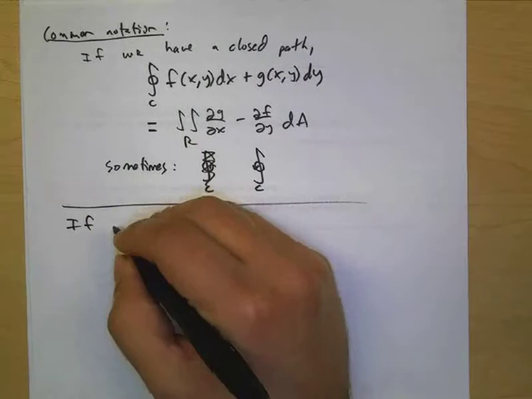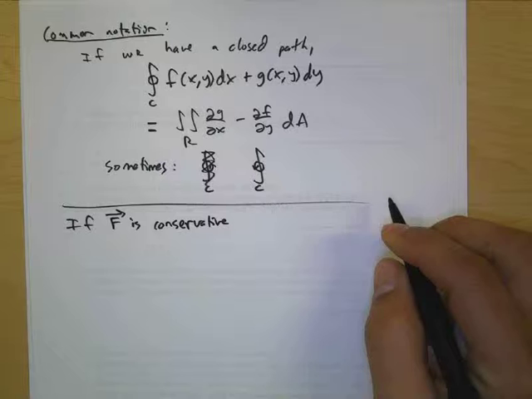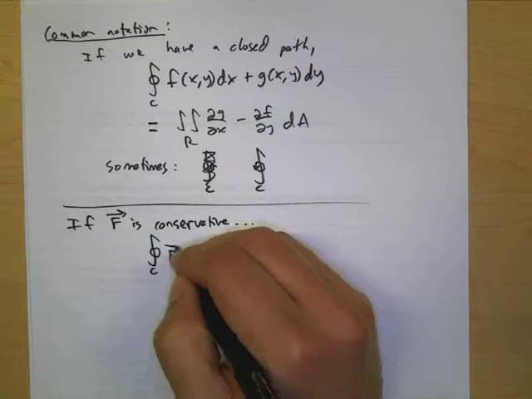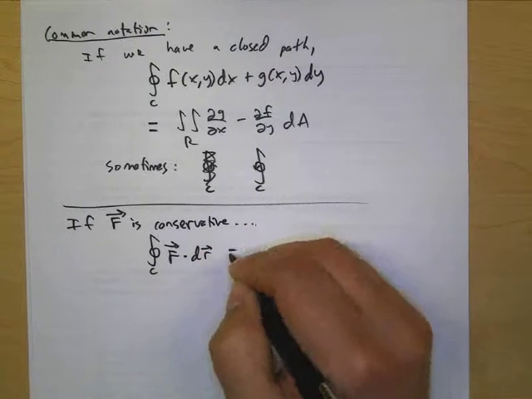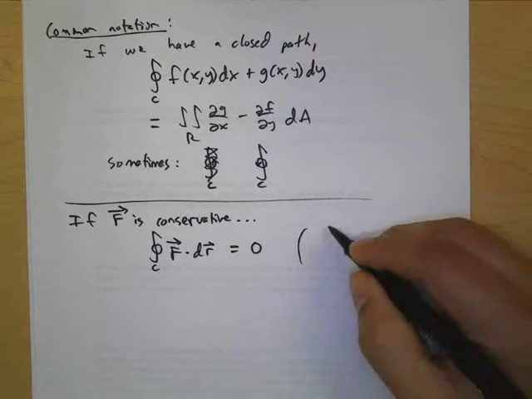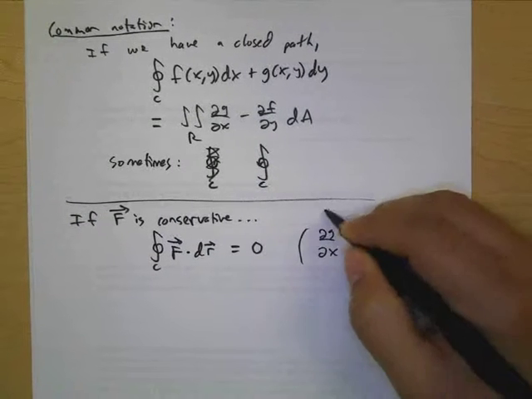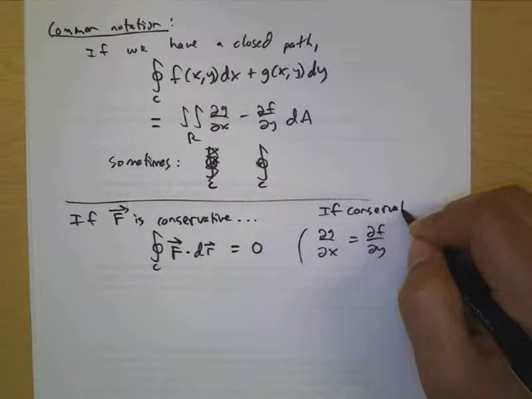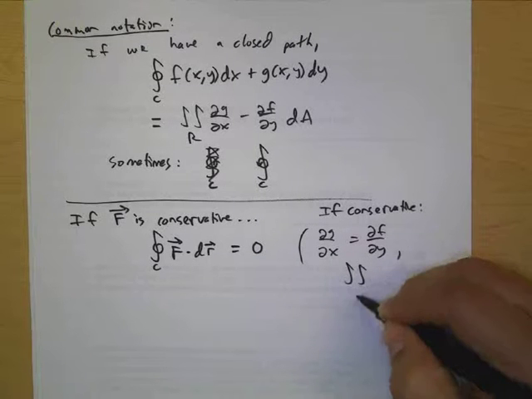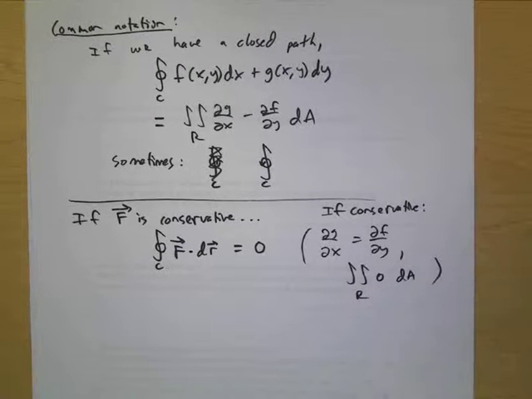If f is conservative, then what is the value of the integral of f dot dr over a closed path? 0. Okay, we know that because it's conservative. You could also argue that partial g partial x has to equal partial f partial y if it's conservative, right? So then we're basically integrating 0 dA. Okay, but we already knew that.